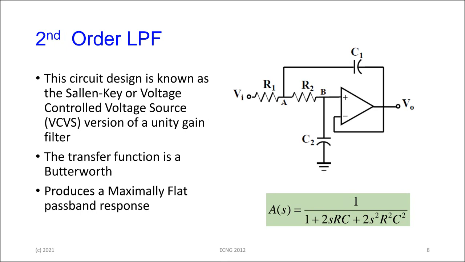Right, so by making that particular substitution that we made, where we made the 2 R's equal and we made C1 equal to C2, we created a particular type of transfer function, this one, right, that is called a Butterworth transfer function. It has to do with the coefficients and so on. The thing about the Butterworth response is that it produces something called a maximally flat response.